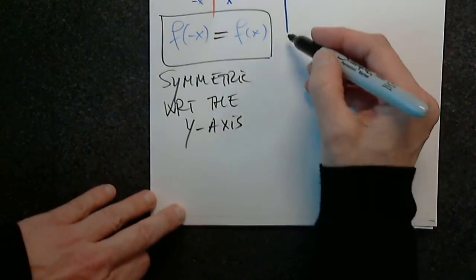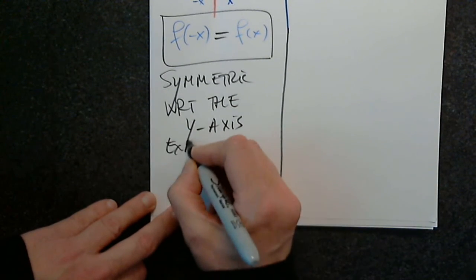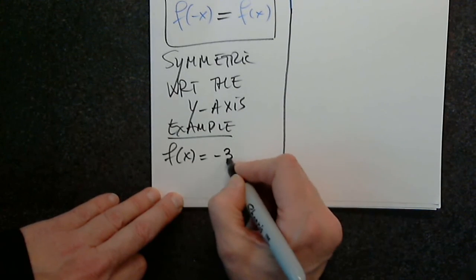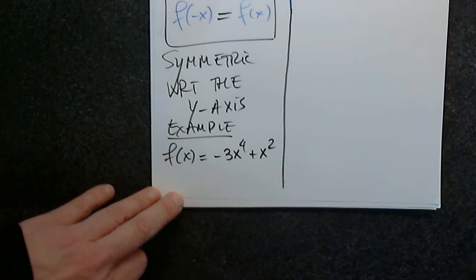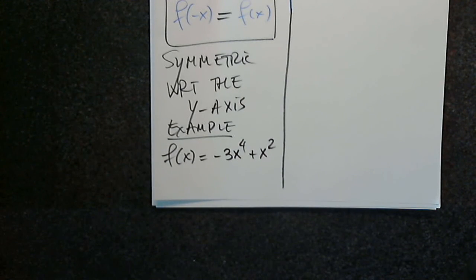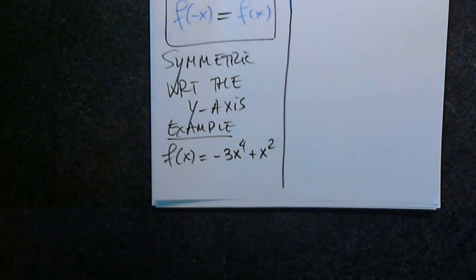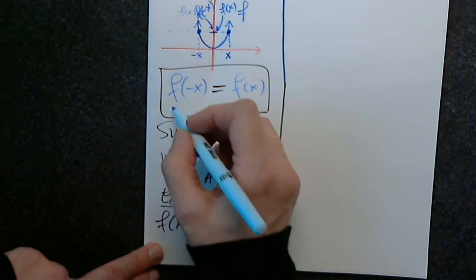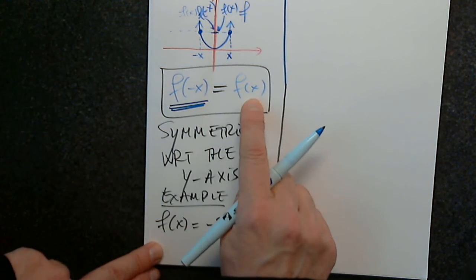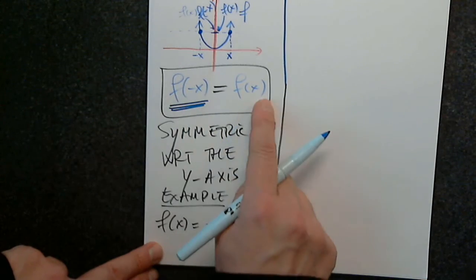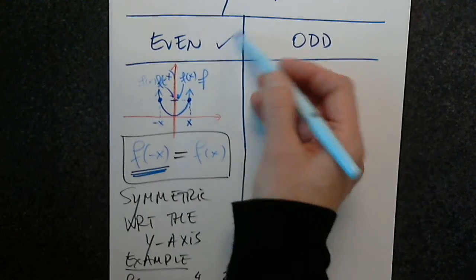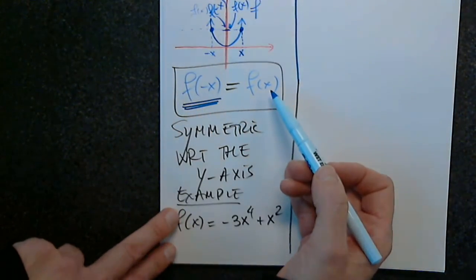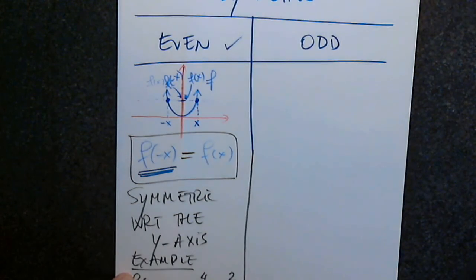So let's look at an example right here. So let's say f of x equals negative 3 x to the 4th plus x squared. I'm asking, is this function even? I don't know. Maybe. I have to calculate f of negative x, and if it happens that it's identical with f of x, then I will say it's even. If this quantity that I will calculate in a minute does not equal f of x, I will say no, it's not even.